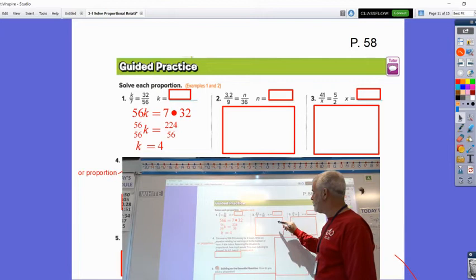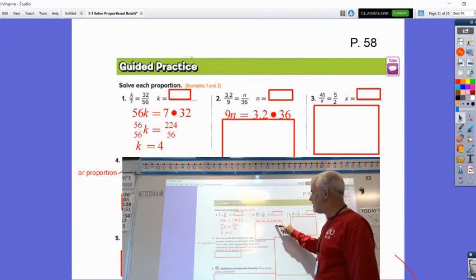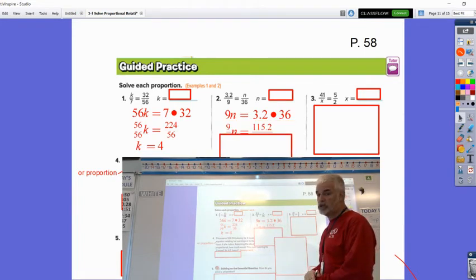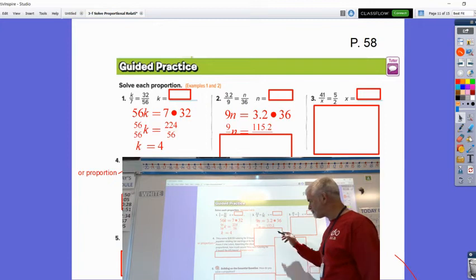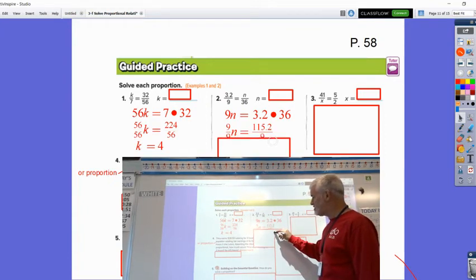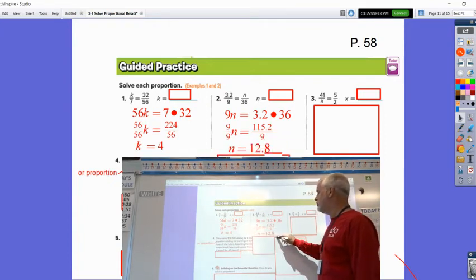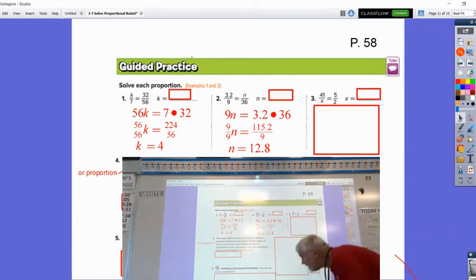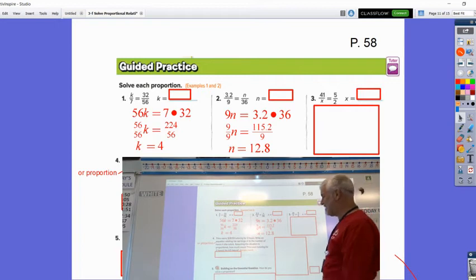3.2 over 9 equals n over 36. Cross products: 9 times n equals 3.2 times 36, which is 115.2 in your calculator. So 9 times n equals 115.2. Divide by 9, and n equals 12.8.